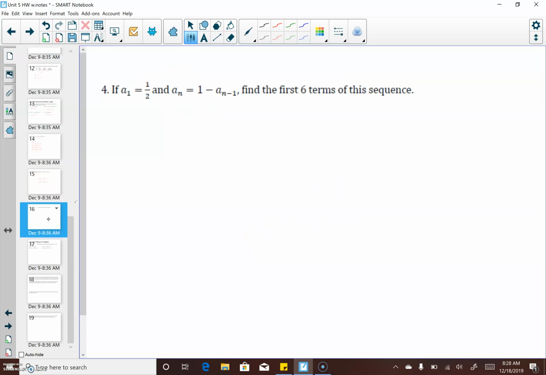If a of 1 equals 1/2 and a sub n equals 1 minus a sub n minus 1, find the first 6 terms. So this is an interesting one because we're going to notice a pattern that starts to develop throughout this. So our pattern says to do 1 minus the previous term. Well, 1 minus 1/2 is 1/2. So we'll do 1 minus the previous term, which again is 1/2.